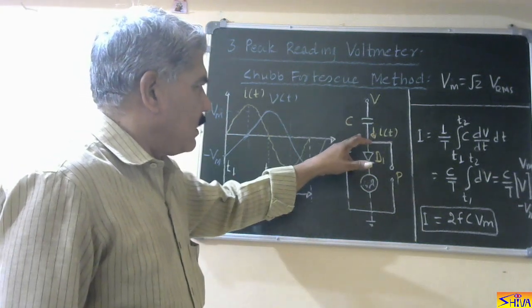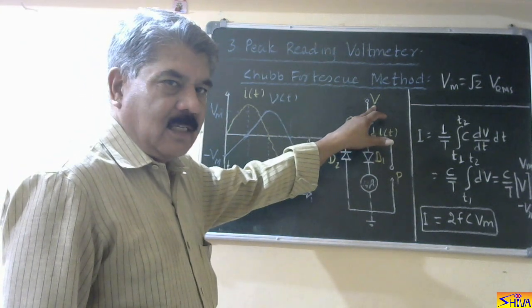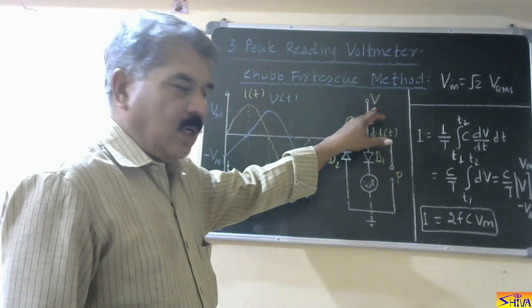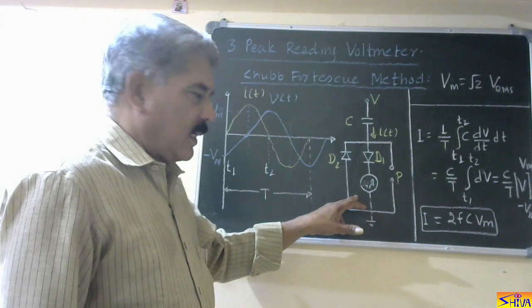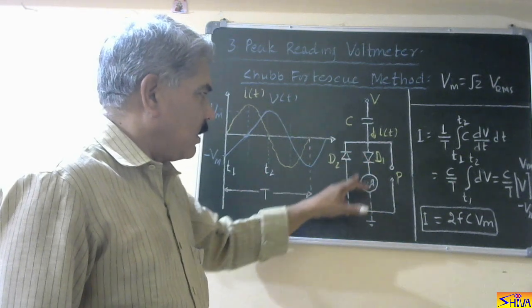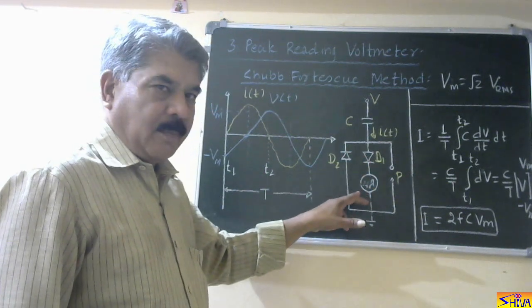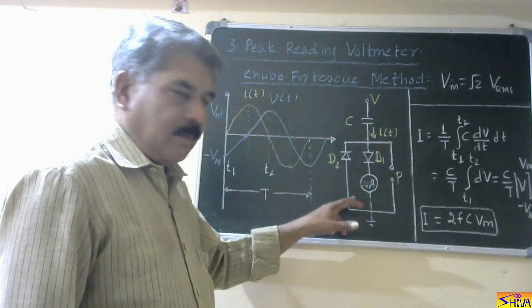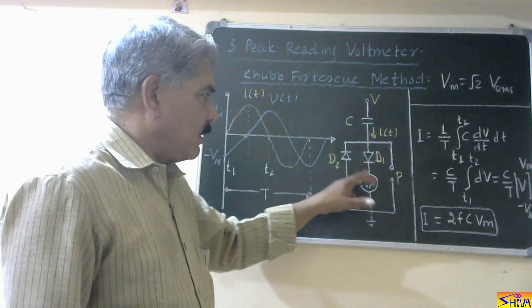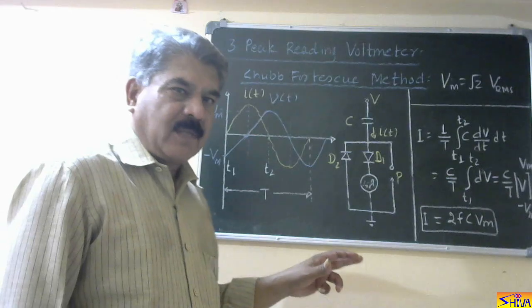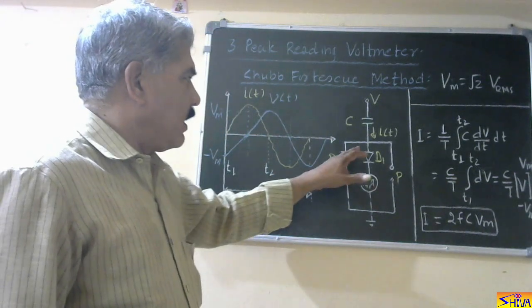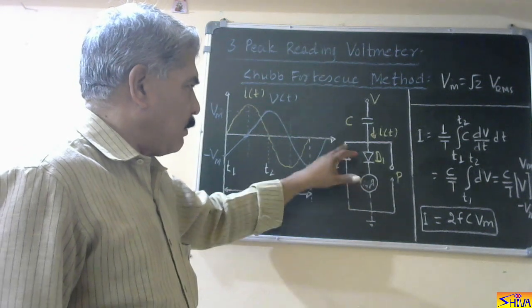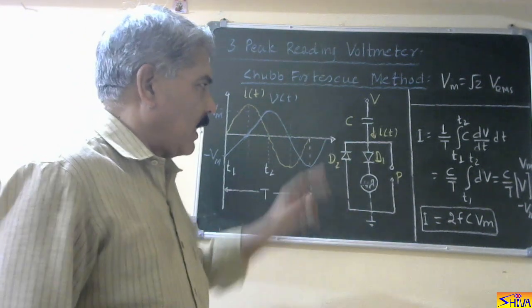So the current is iT, and V is the high AC voltage whose peak value we have to measure. After D1, a microammeter is connected. So during the positive half cycle only, current will flow through this microammeter. This is a DC microammeter because it is measuring the current during the positive half cycle only, and it is measuring the mean value of the current. When it is the negative half cycle, this meter will be bypassed and current will flow like this.